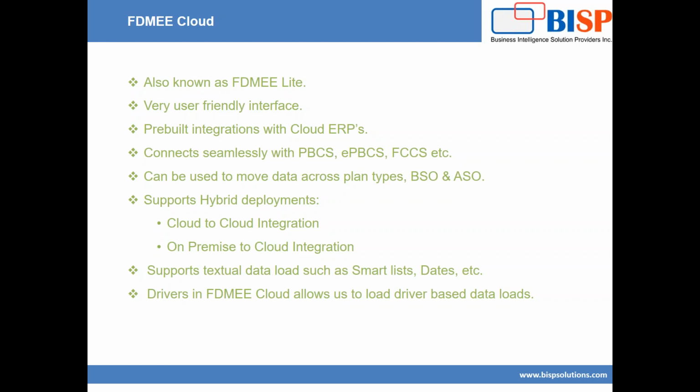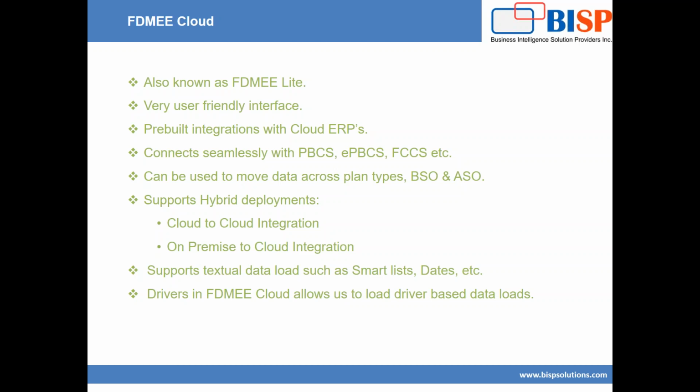So PBCS, ePBCS, FCCS, and ARCS are the four EPM cloud products where you will get FDMEE pre-built along with them. It is just a single subscription which you have to subscribe to, and along with the planning cloud, you will get the FDMEE cloud as well.